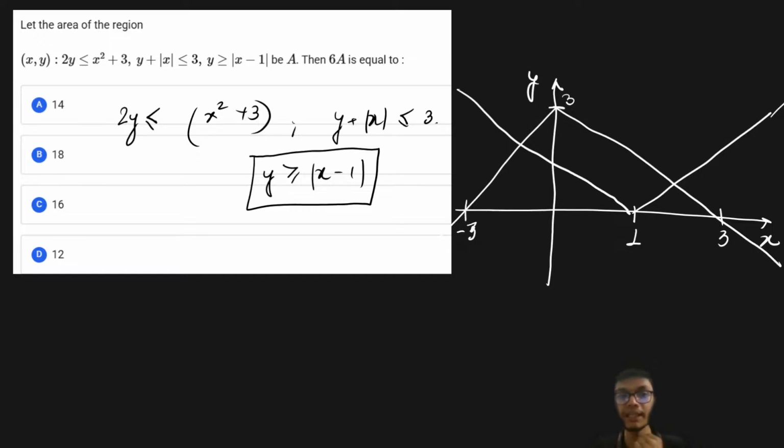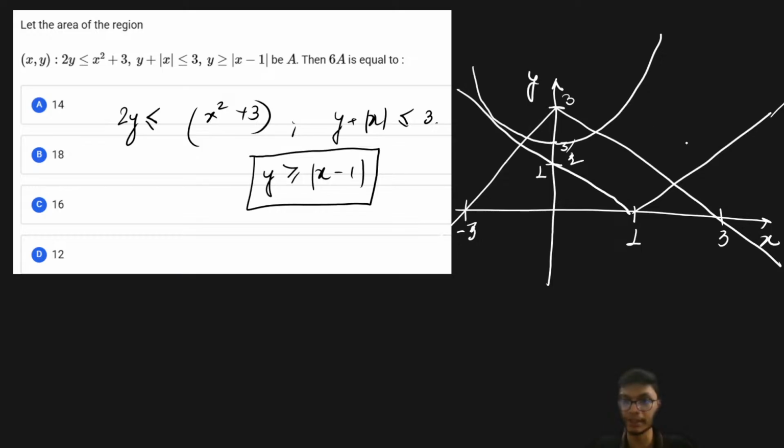Now, the first inequality is given as y is less than x square plus 3 by 2. This is going to be the equation of a parabola. At x equal to 0, y is going to be equal to 3 by 2. From here, at x equal to 0, this is basically 1, and 3 by 2 is greater than 1. So it is going to be something like this, an upward opening parabola. All right, I hope this is clear.